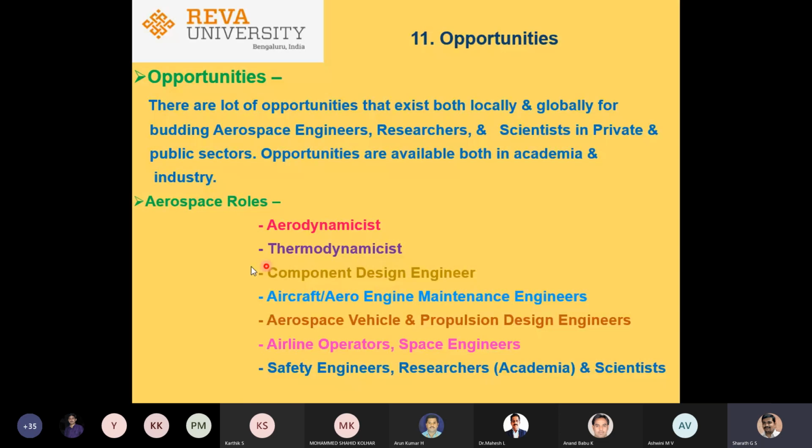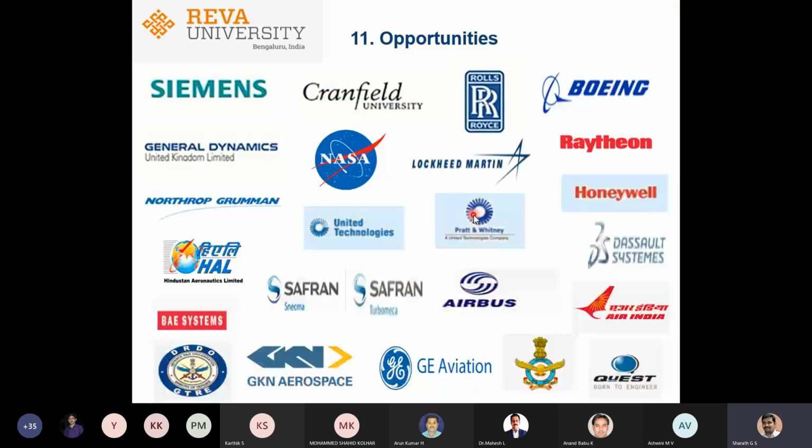Some of the roles that are available are aerodynamics, thermodynamics, and component design engineers, aircraft and aero engine maintenance engineers, aerospace vehicle and propulsion design engineers, airline operators, space engineers, safety engineers, etc. So there are a lot of opportunities that exist both locally and globally, in both private and public sectors. You can see some of the logos of companies like Boeing, Raytheon, Honeywell, Lockheed Martin, Pratt & Whitney, GE, Safran, and Turbomeca.